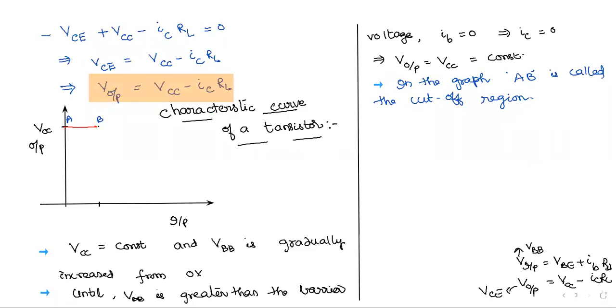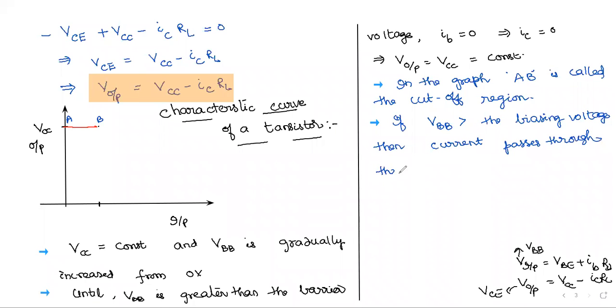Now if IB is greater than... sorry, VBB is greater than the biasing voltage, then current passes through the base. That implies IB is not equal to 0.